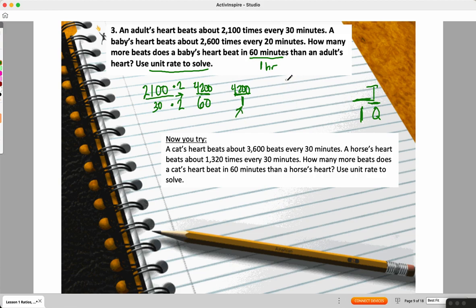And then I could also do the same thing with our 2,600 and go, okay, but this time this is over 20, not over 1. So this time, instead of multiplying it by 2, I'm going to multiply it by 3. So now I'm going to put that as 1 hour over here. 3 times 26 is 7,800. And now I'd simply subtract 7,800 minus 4,200. Hey, a baby's heart beats 3,600 times more per hour. Okay, go ahead and pause the video and find out the same information about cats versus horses.